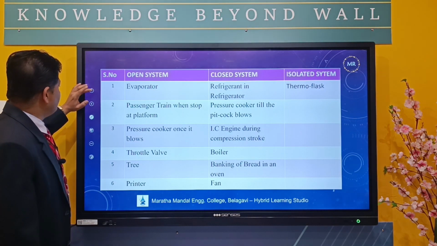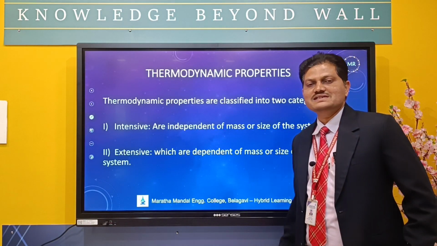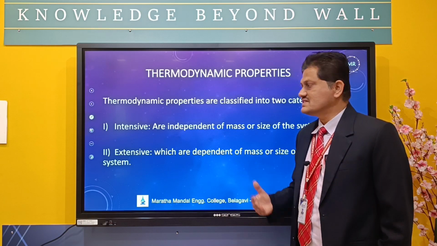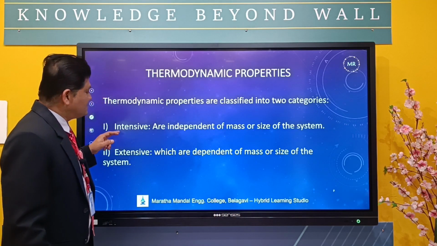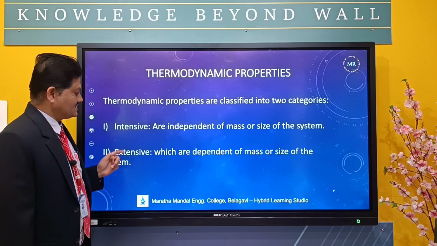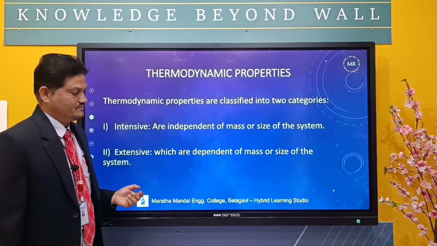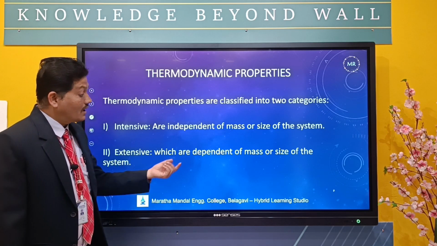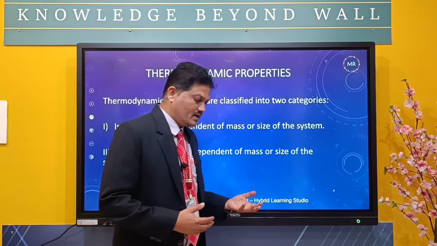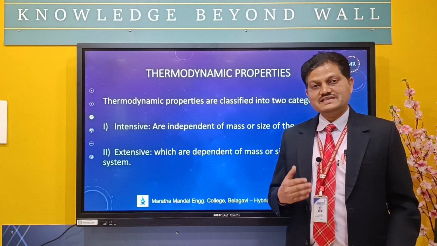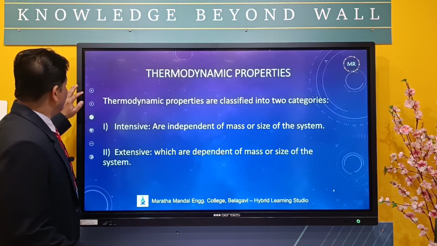Fine. Now in the next slide we are going to discuss what the thermodynamic properties are. Any measurable characteristic of a system is called a thermodynamic property. These are classified into two types, intensive and extensive properties. Intensive properties are independent of the mass or size of the system, while extensive properties are dependent on the size or mass of the system.